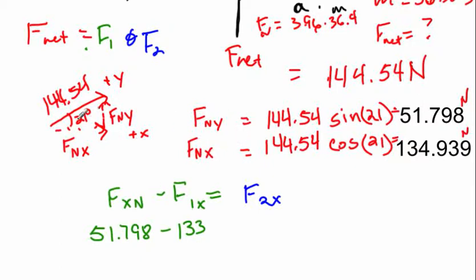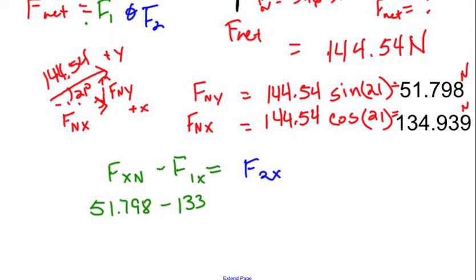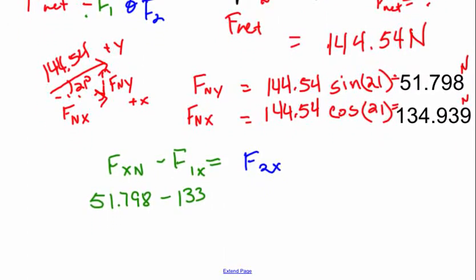And it's adjacent to the 21 degrees, so I'm going to use cosine 21. I accidentally wrote on my 21. That's 21 degrees. And so I'm just breaking it down. I did the number crunching already, and you will find that the y component of the net force is 51.78 newtons, and the x component of the net force is 134.939 newtons. Okay, so now we're cooking. We're almost there. We're halfway there.